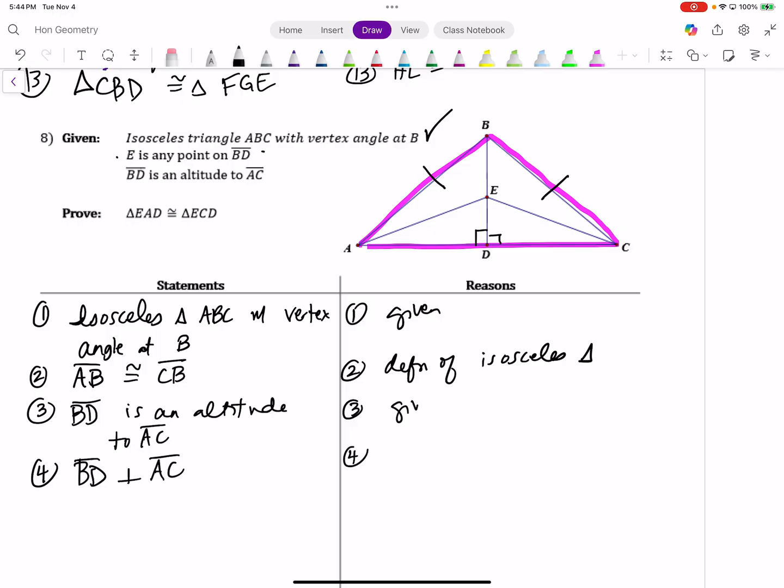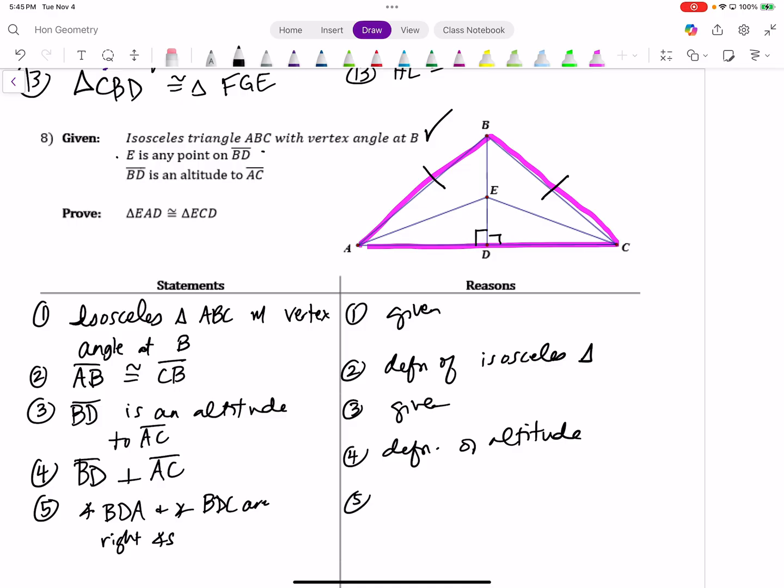Oh, that was given. And that's because that's the definition of an altitude. Okay, now, if that's the case, we know that angle BDA and angle BDC are right angles, because that's the definition of perpendicular lines. So then we can put the right angles in. So, definition of perpendicular lines.